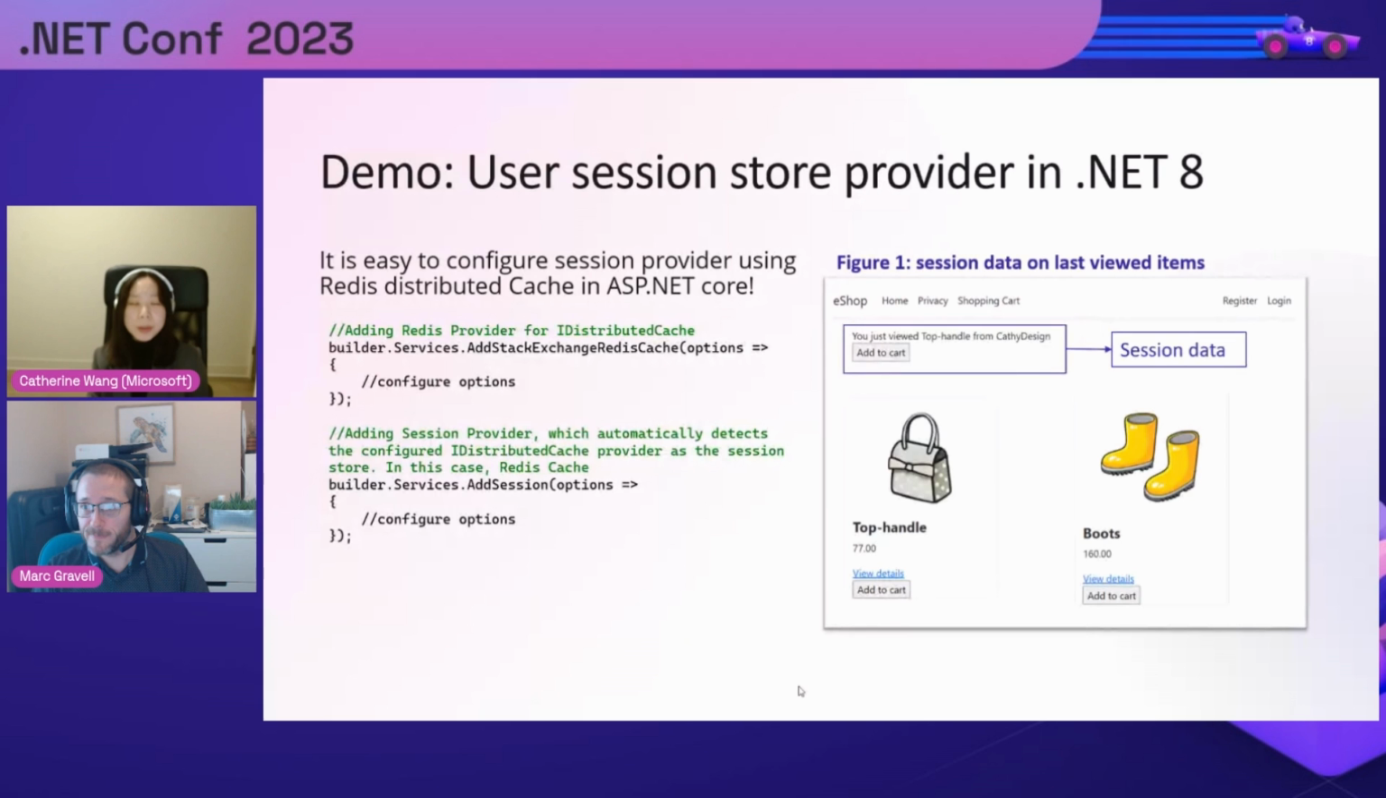ASP.NET Core has a wide range of caching capabilities. Once distributed cache is configured, it's super easy to add a session store on top of the distributed cache. Let's take a closer look into it.